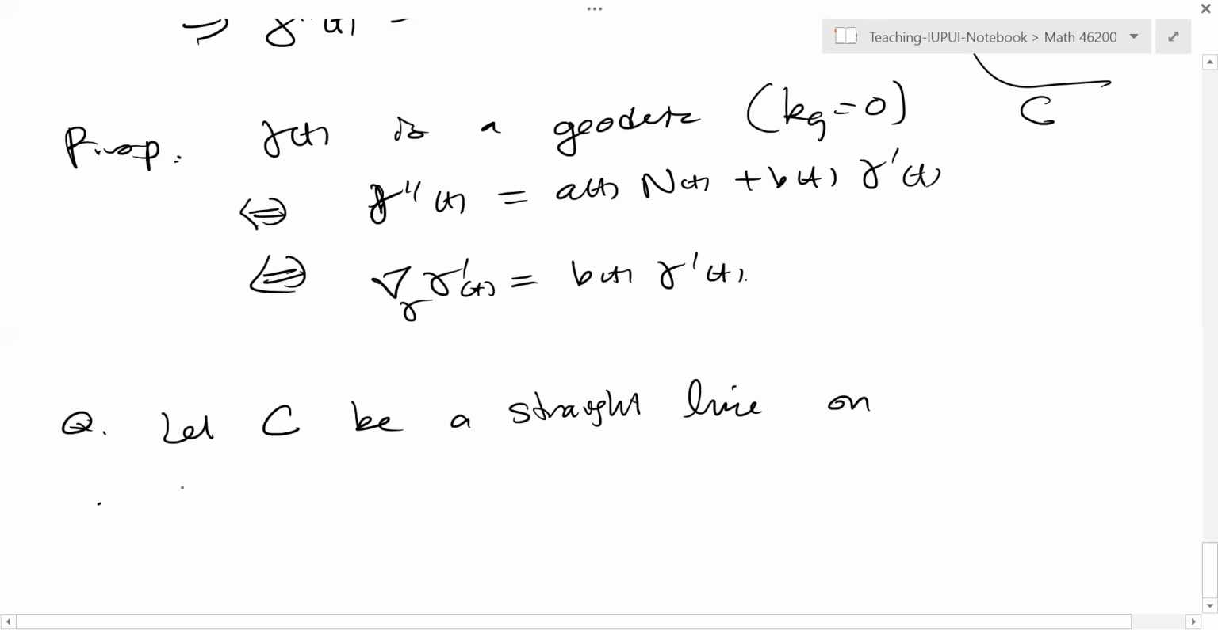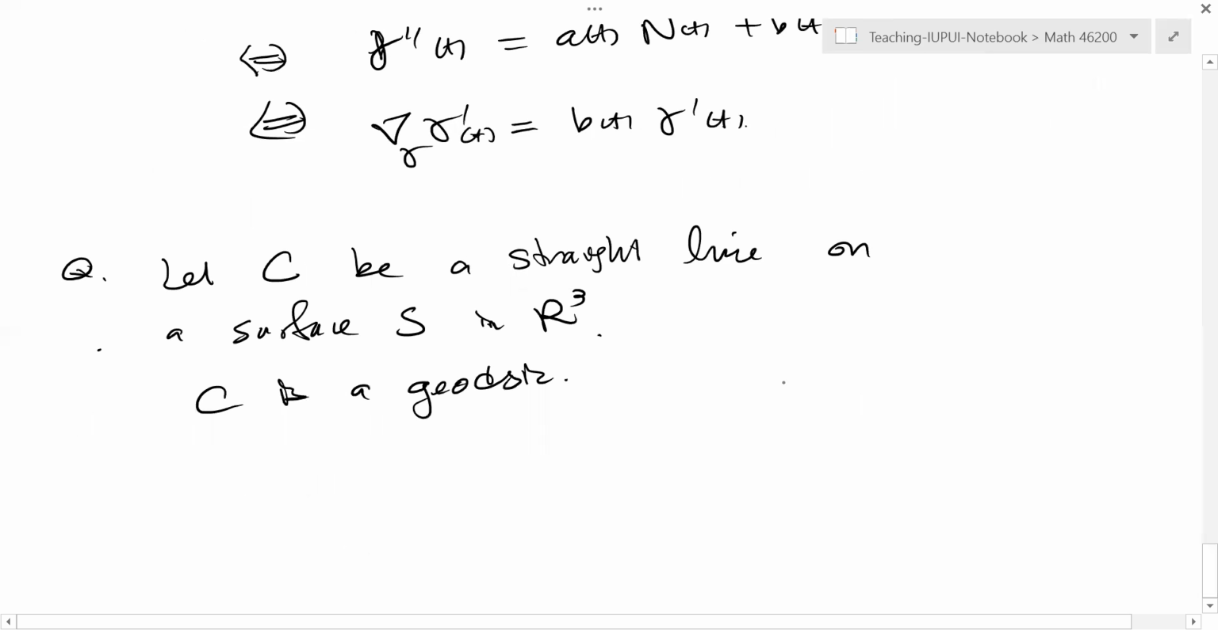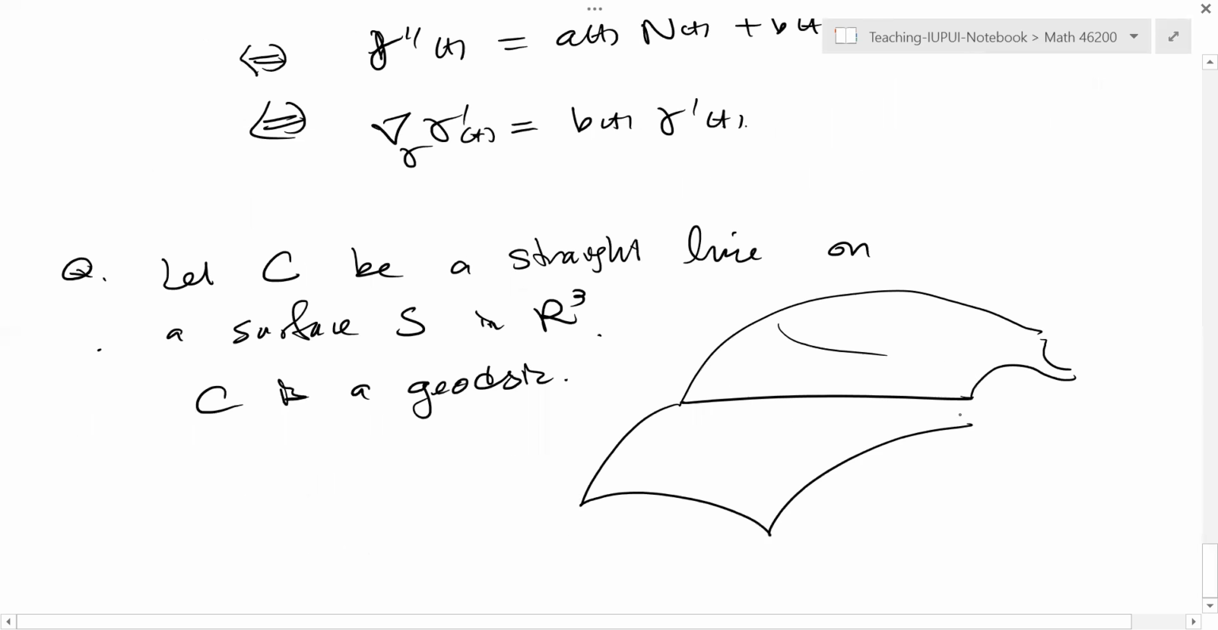If we have a curve C on a surface S in R3, and there is a straight line on the surface, then C must be a geodesic. It's harder to draw, but if there is a straight line on the surface, this must be a geodesic.